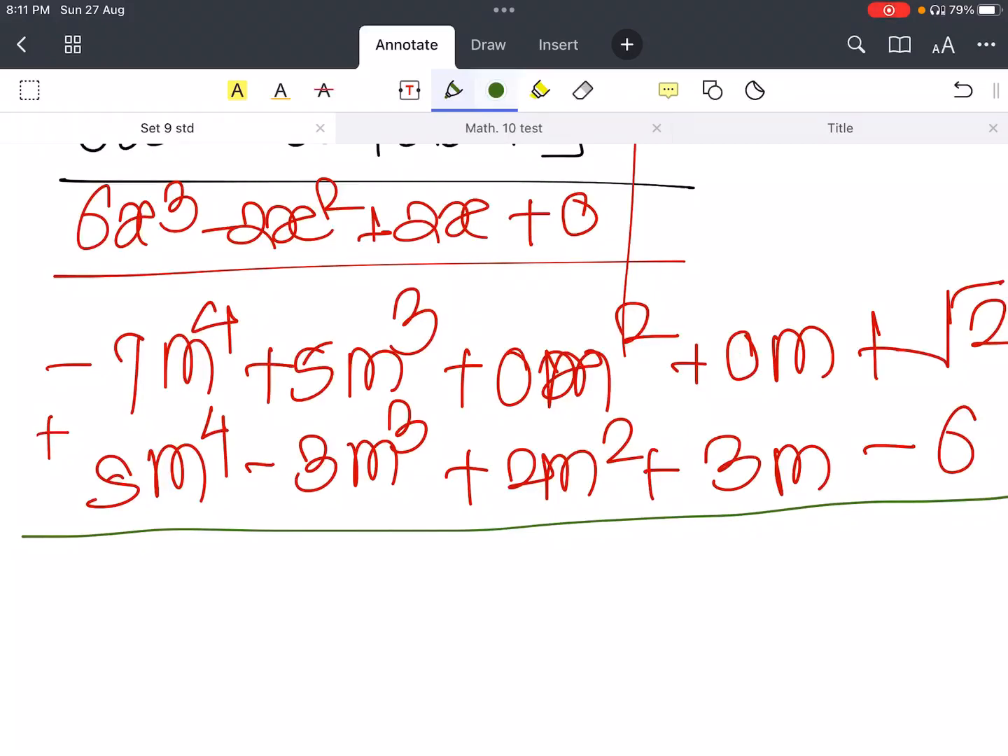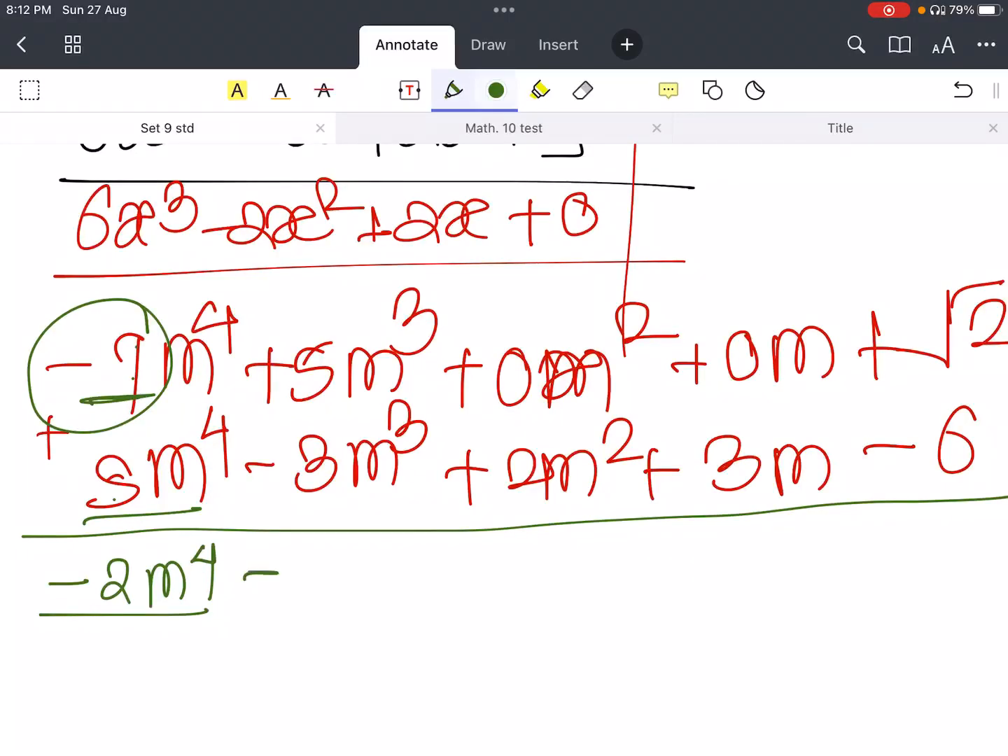If you talk about this number, minus 7m raised to 4 and 5m raised to 4, obviously like terms are there. So 7 minus 5 becomes minus 2m raised to 4. If one of the two terms is negative, we subtract, and the sign of the bigger term is kept. So 7 minus 5 is 2, and minus is already there, as this is the bigger term, so we write minus 2m raised to 4.